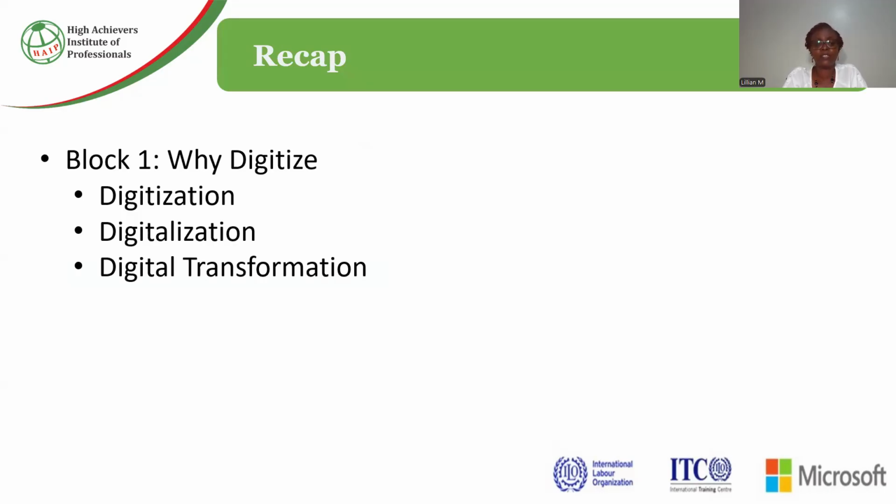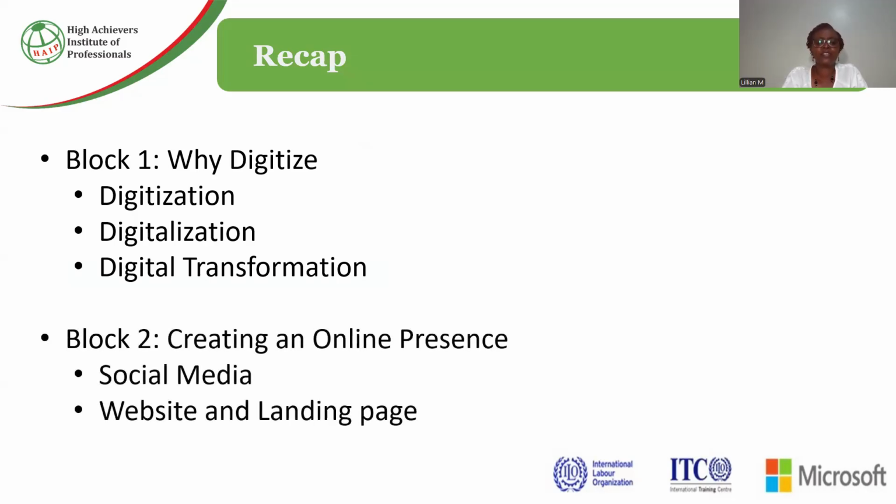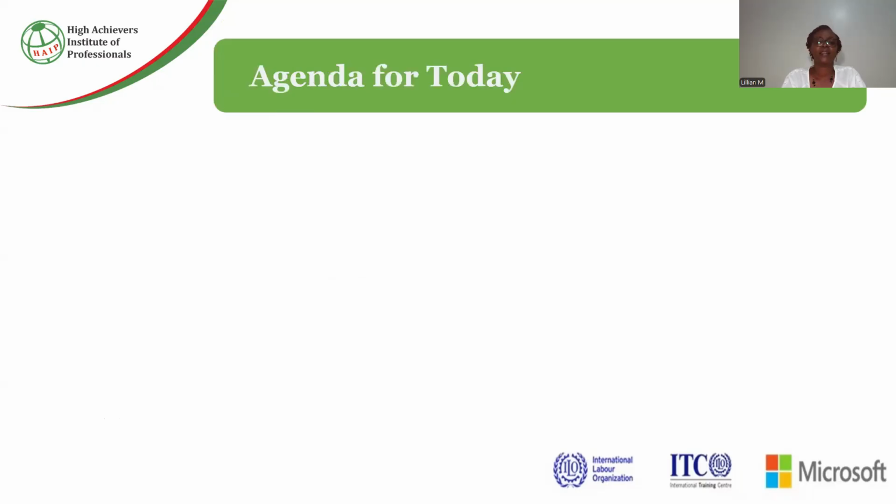Block 1, we looked at the difference between digitalization and digital transformation. And then in block 2, we looked at creating an online presence, and we looked at social media, the different types of social media, and the pros and cons of each, so that you get to choose which is the right social media for you based on the kind of business that you do. And then we also looked at having a website for your business, or alternatively having a landing page. And we looked at the pros and cons of each, the website and the landing page.